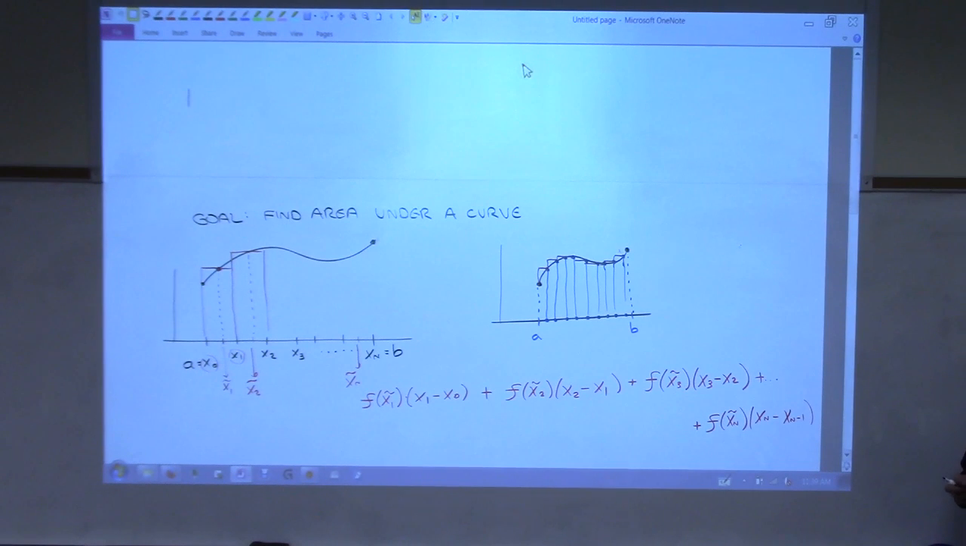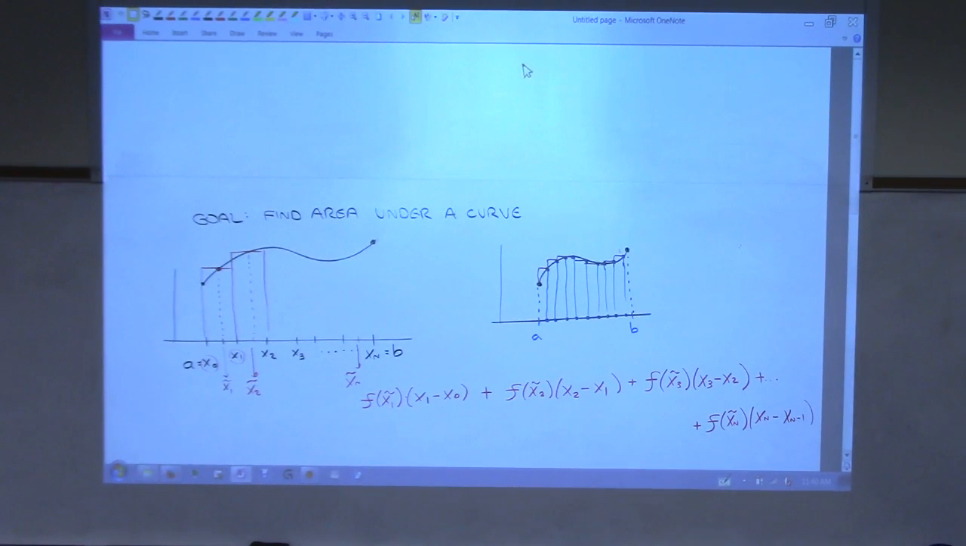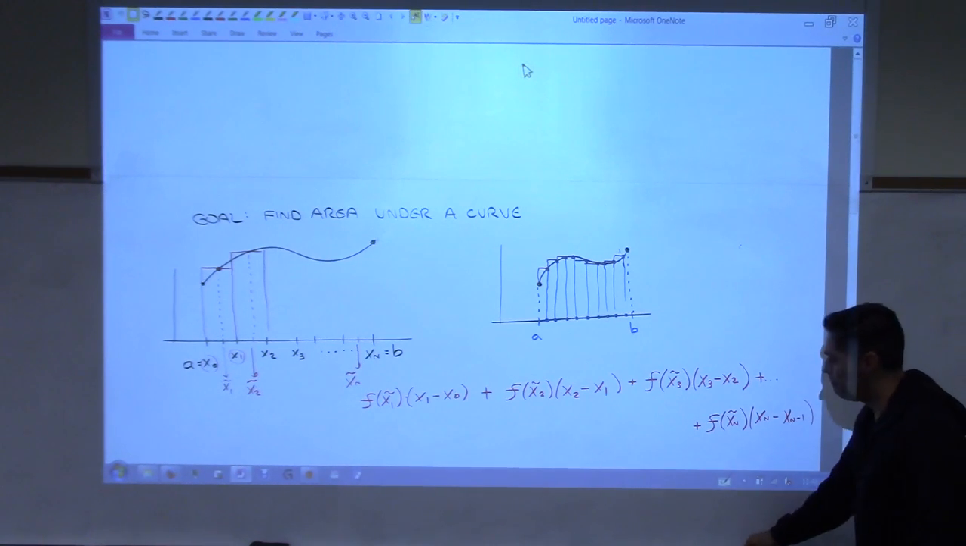So does everyone agree with me, or does anyone disagree with me, that this sum of red things would be an approximation to the area? That's an approximation to the area? Okay. Good, good. I want to also point something out.